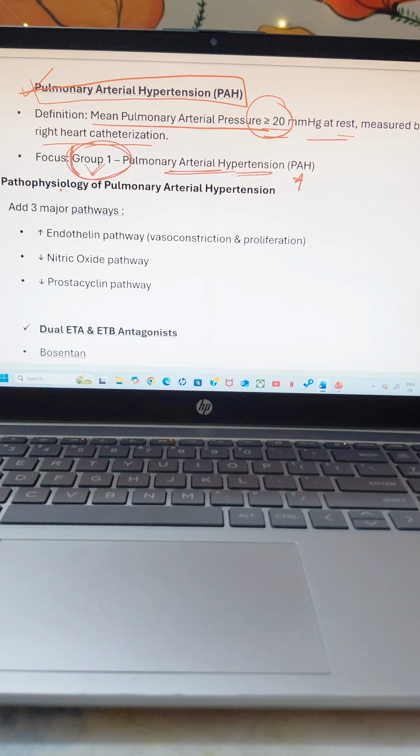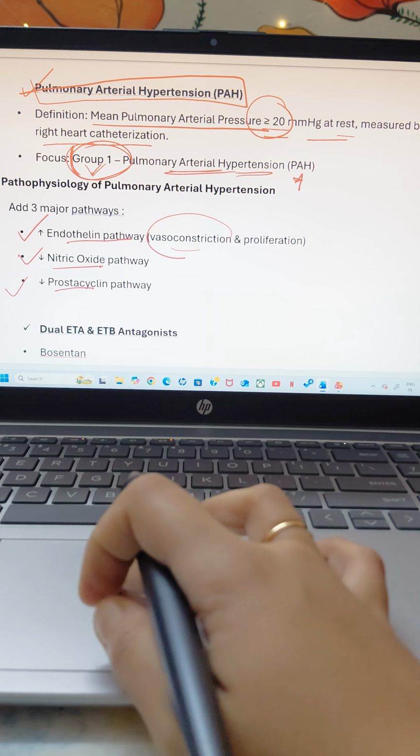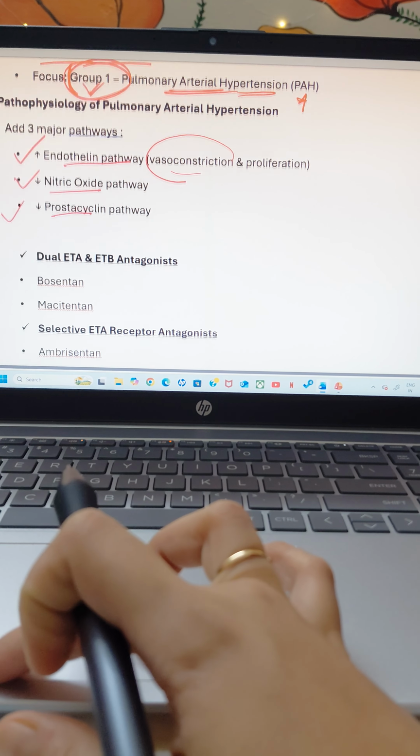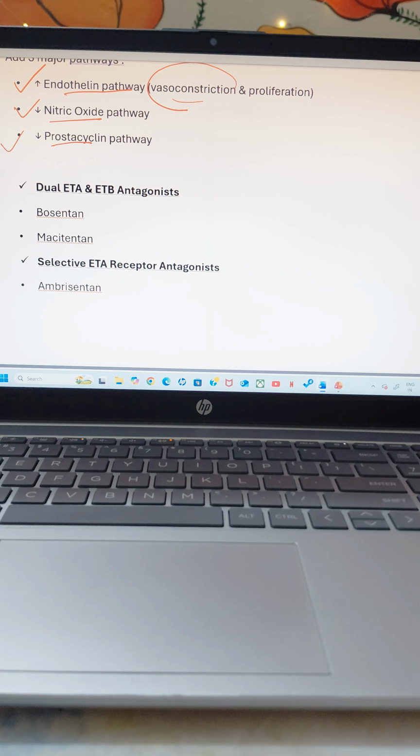If we talk about the pathophysiology of pulmonary arterial hypertension, there are 3 pathways. It increases the endothelin pathway, that is, it causes vasoconstriction and proliferation. It decreases nitric oxide and it decreases prostacyclin. So here we have different types of drugs which will be used in pulmonary arterial hypertension. These are the important drugs.